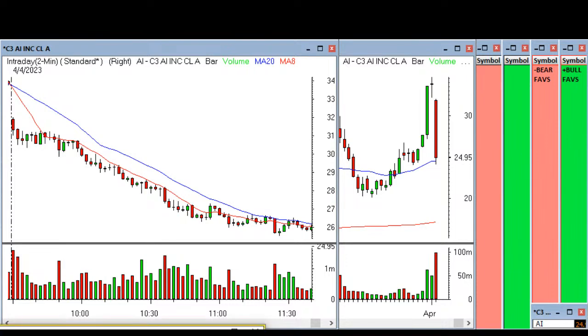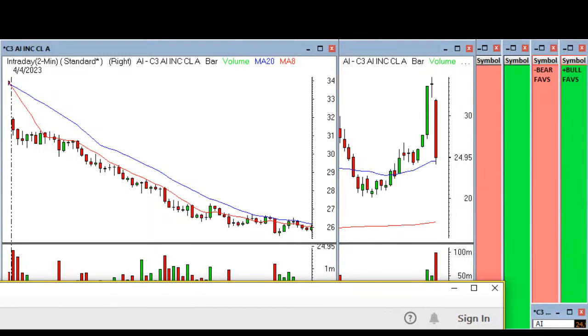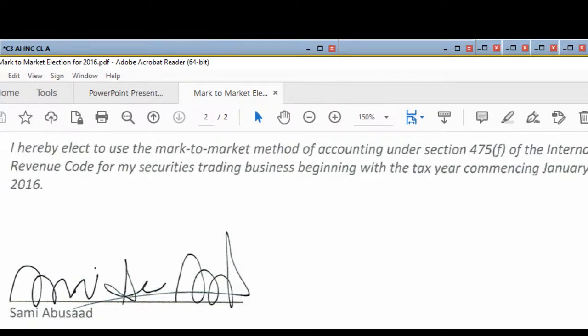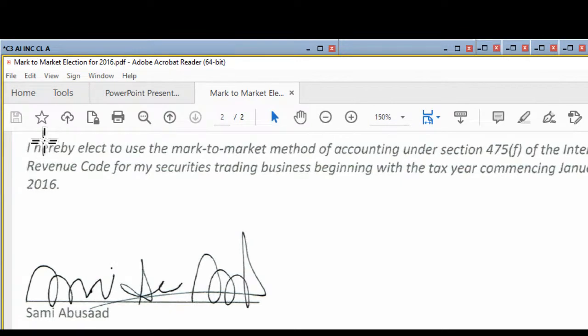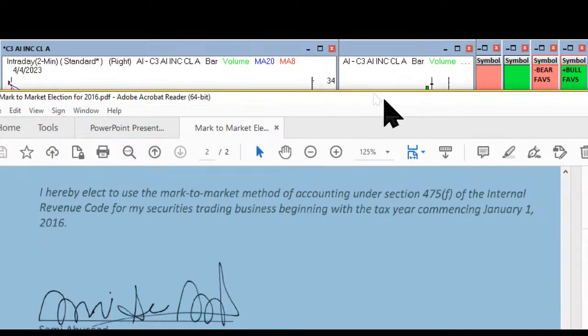So here it is. This is the mark to market letter that I wrote to the IRS. Let me just adjust the zoom. There it is. That's what I wrote to the IRS. This is for 2016. And I signed it, and above here, which I'm not going to show you, is my name, my address, my social security number. Okay, here it is, maybe easier to read like that.